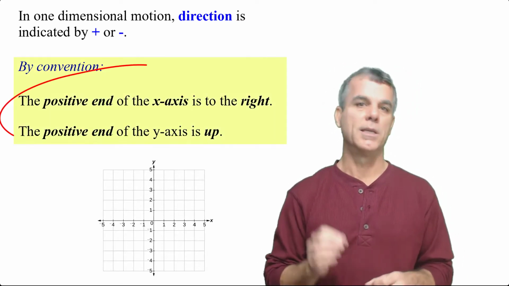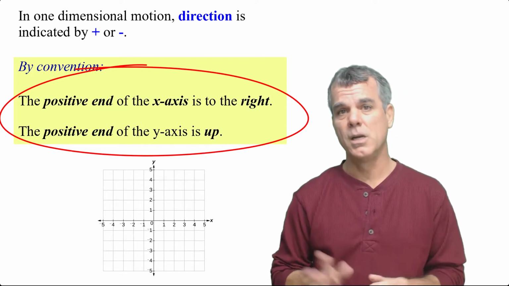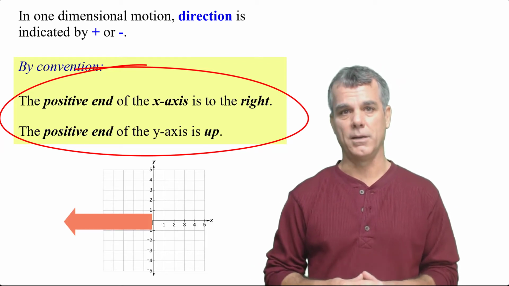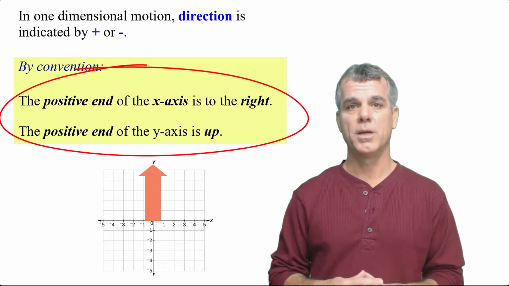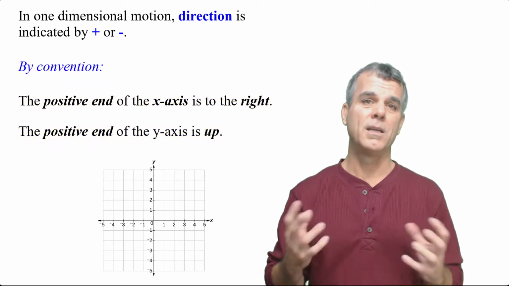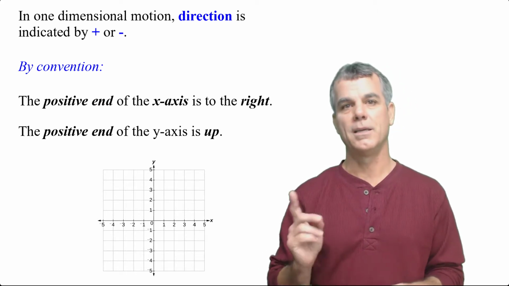By convention, unless you're told otherwise, when we're talking about horizontal motion, to the right is considered positive, to the left is considered negative. And when we're talking about vertical motion, up is considered positive, down is considered negative. With that in mind, let's look at the definitions of position, velocity, and acceleration.